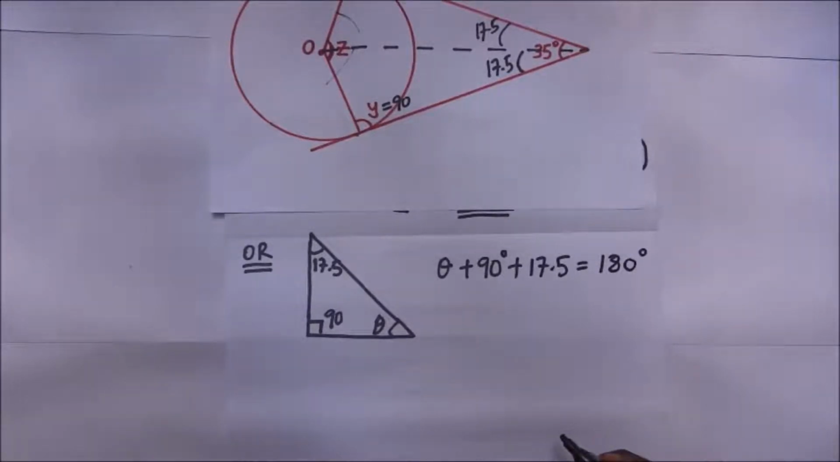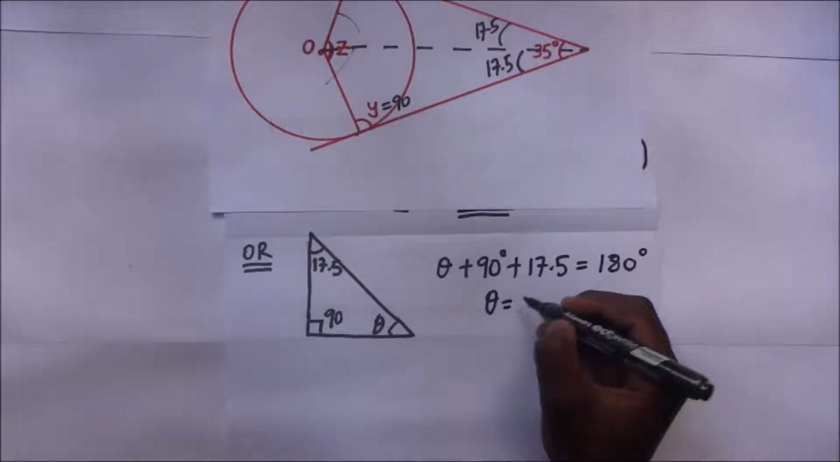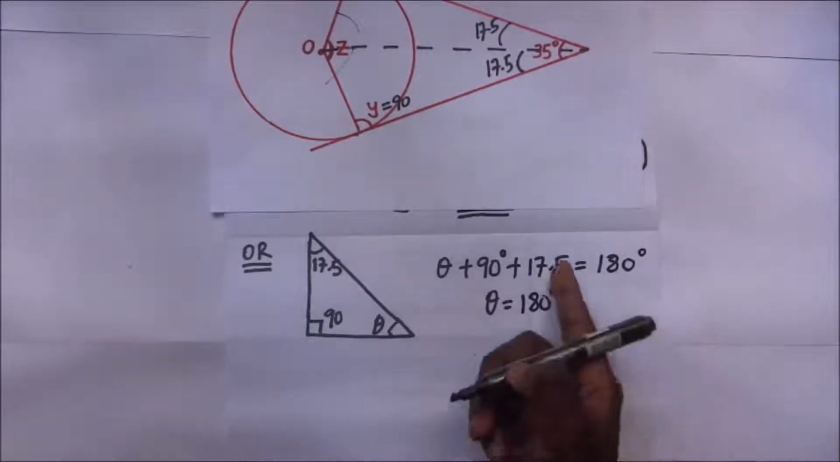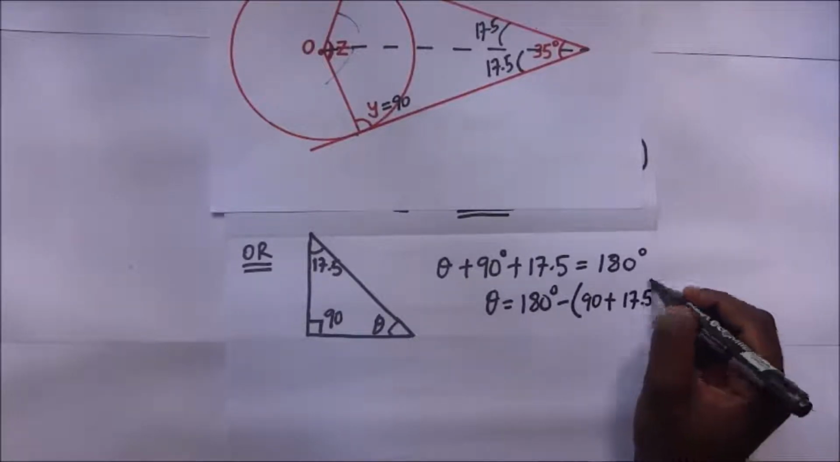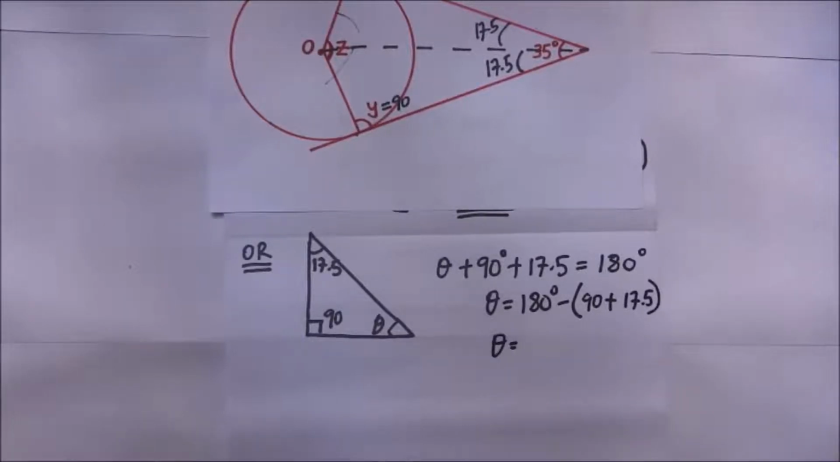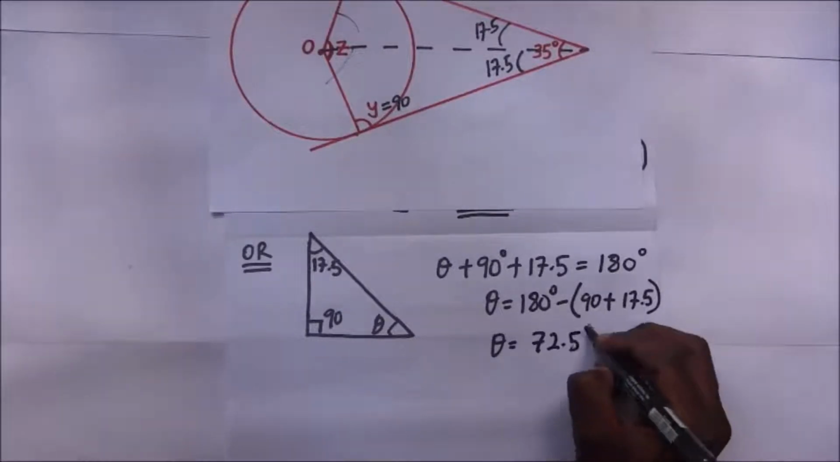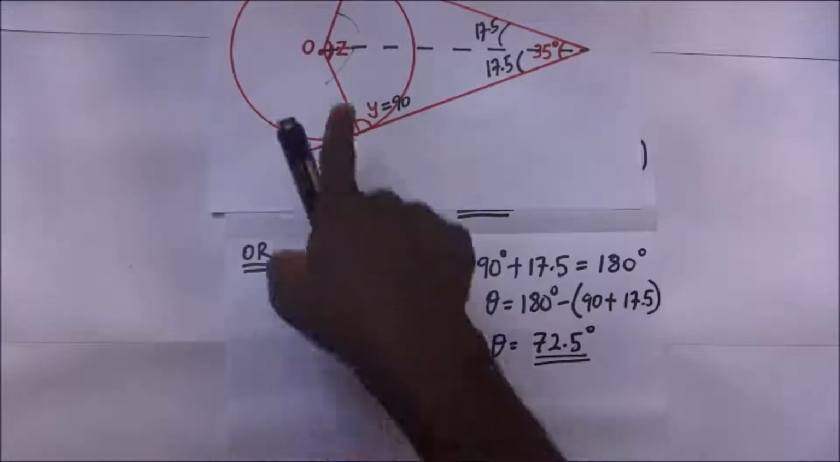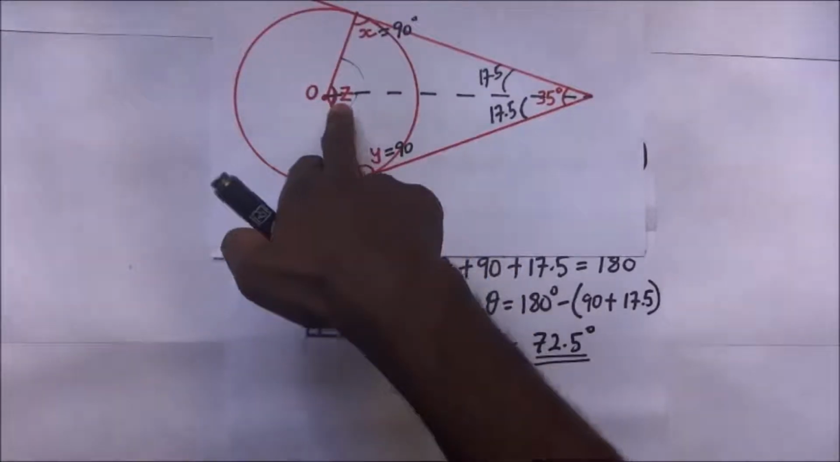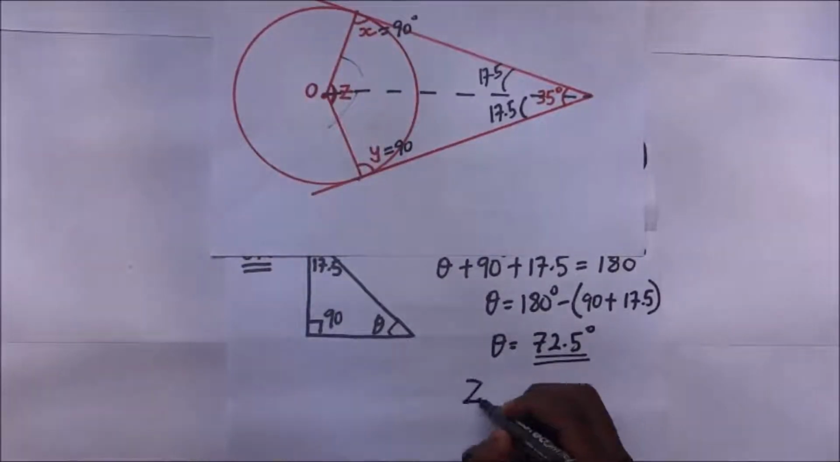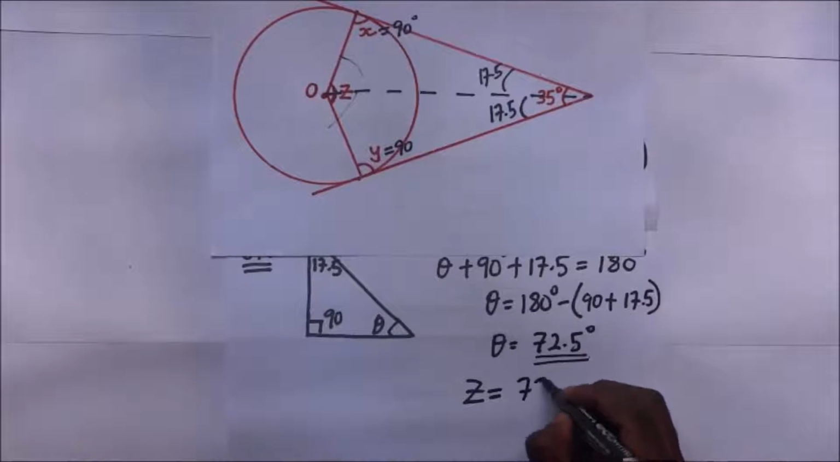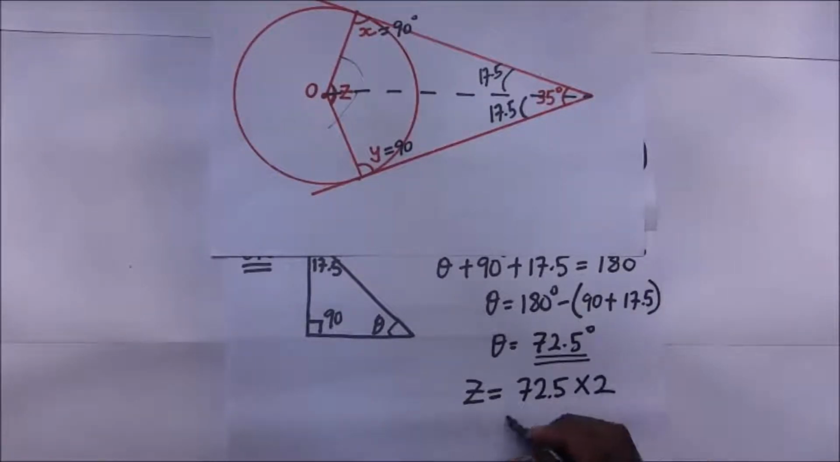So if it is to give us 180 degrees, it means our value of theta there is simply going to be 180 degrees minus all this, minus 90 plus 17.5. And we shall get our value of theta as 72.5, which is just half of that value of z. We want the whole value of z. So for us to get the whole value of z, it means that z is going to be 72.5 multiplied by 2. And when you multiply that by 2, you will end up with 145 degrees.